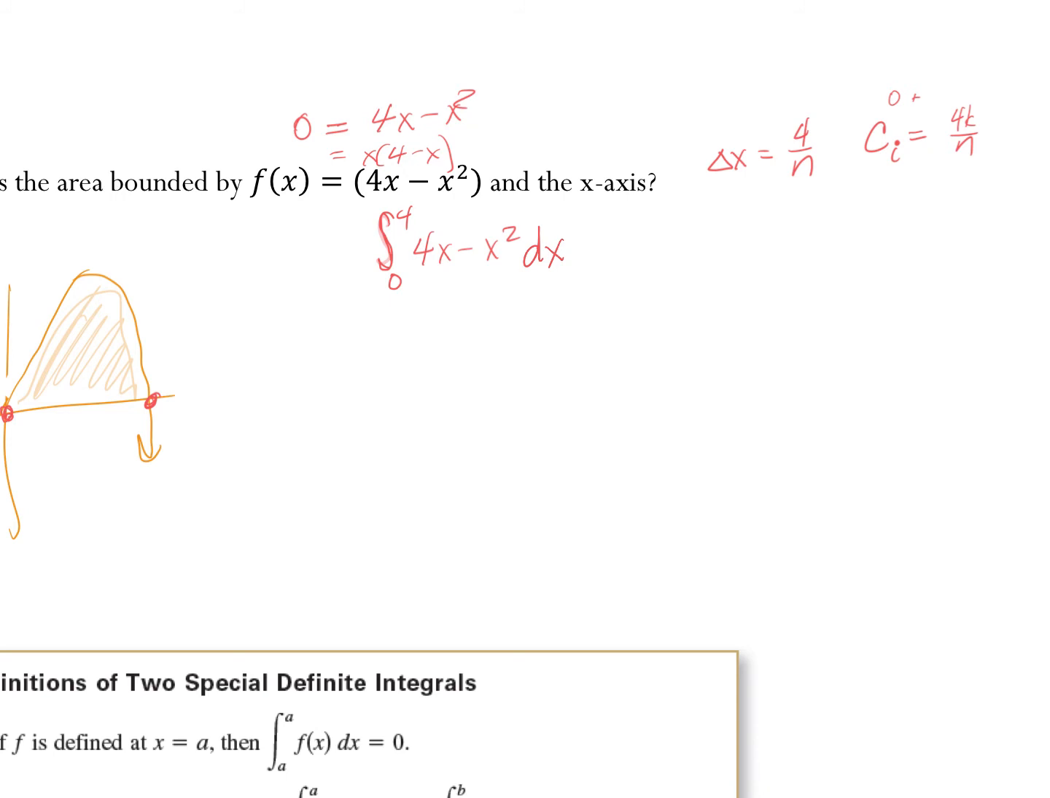All right. So let's set up the summation. We want to take the limit as n approaches infinity of the summation of k equals 1 to n. Guys, tell me what I should write here. It's always f of c_i times delta x.